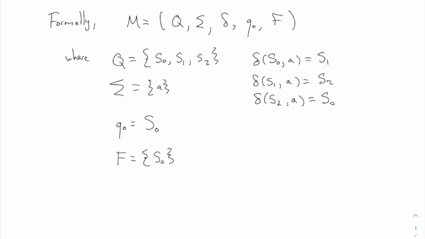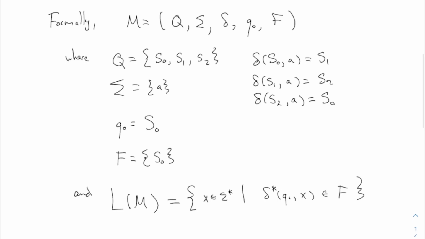Actually, its true nature is this bunch of nonsense. And I should write out formally, what does L of M mean? Because this is actually what I care about. This is what I'm trying to prove something about, the language of M. The language of M, the definition, formally speaking, is all X in sigma star, such that delta star of Q0 comma X is in F. That's the definition of the language of the machine that we talked about last time.